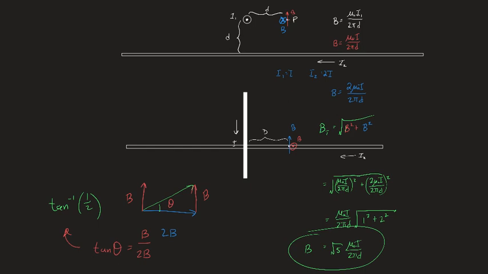Okay. Wire one is now released. All right. Which of the following best describes the initial motion of wire one due to the magnetic field of wire two? Assume gravitational effects are negligible.